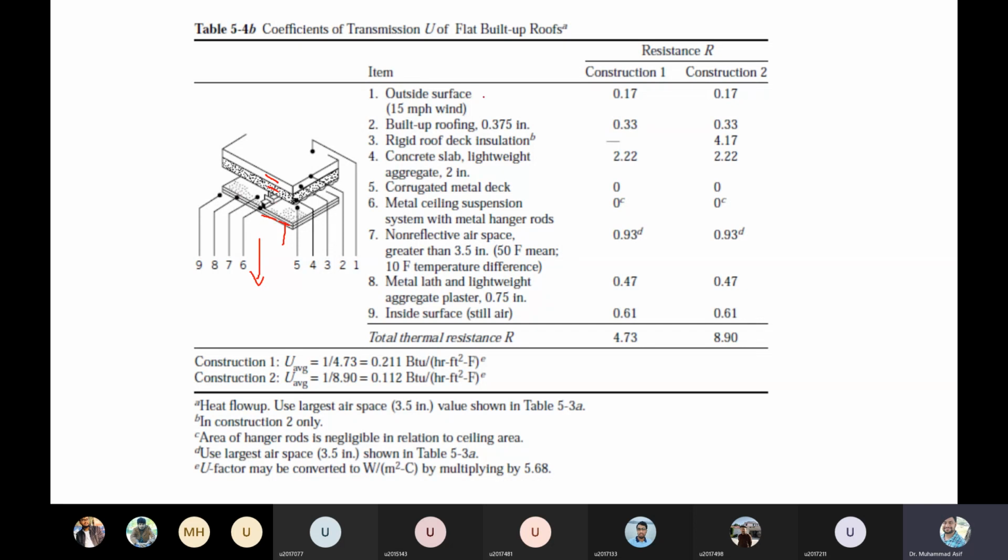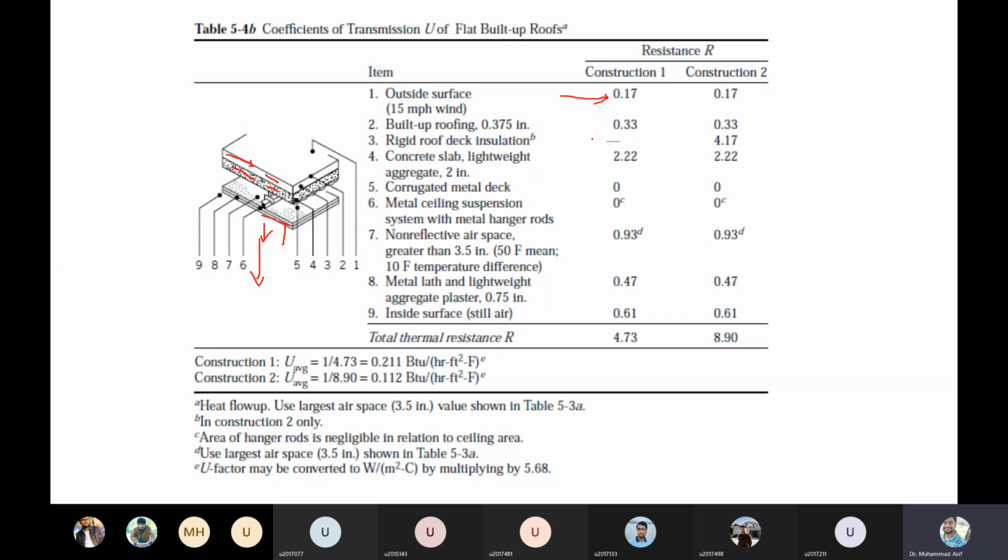For example, this is the outside surface. If we know the velocity of the air, from the velocity of the air we can get the resistance. Similarly, the next one is the finished concrete, and then we have the concrete block, and this is the holder of the ceiling, right? And then we have the false ceiling, and then the inside air.